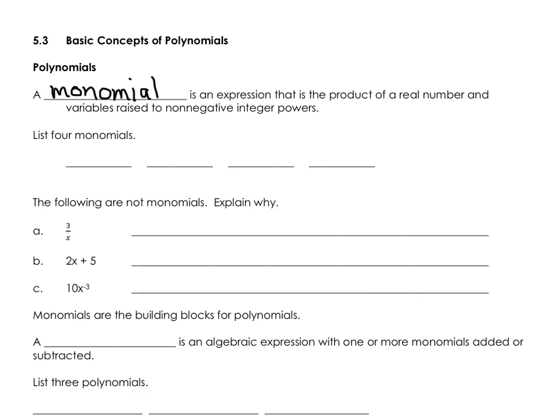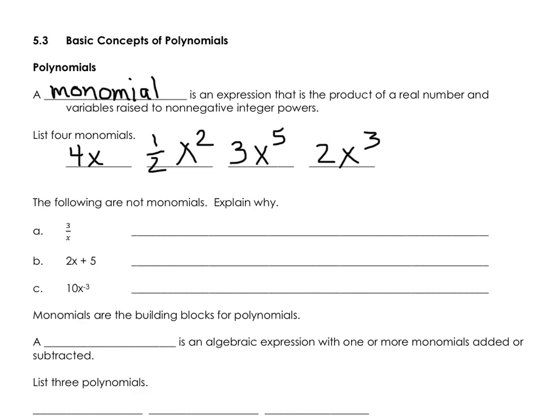List 4 monomials. 4x is a monomial. 1/2 x squared is a monomial. 3x to the 5th is a monomial. 2x cubed is a monomial.